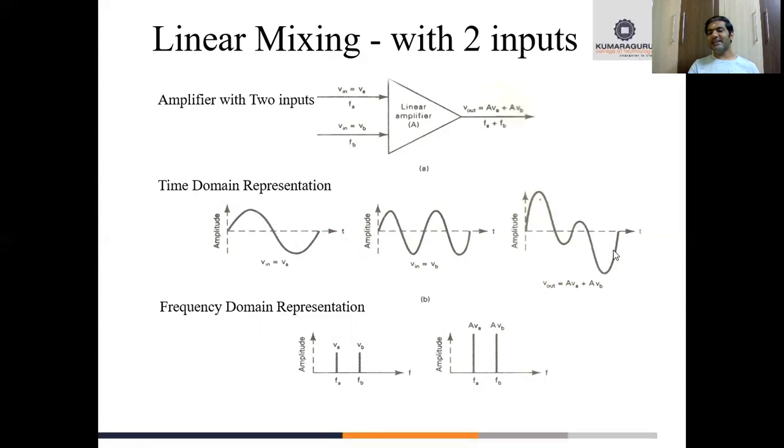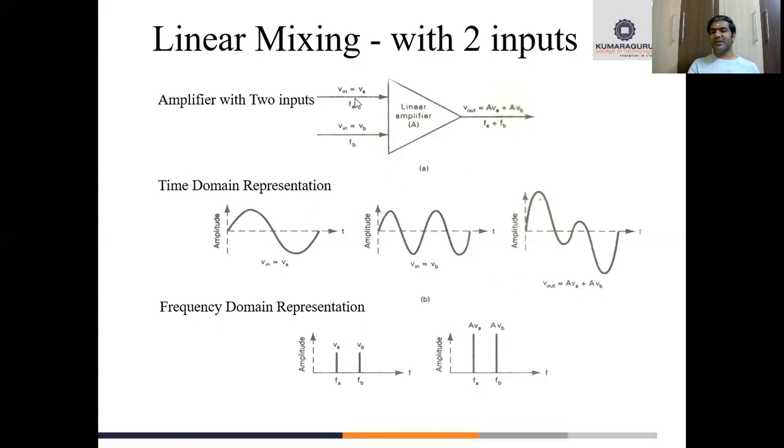This is nothing but the linear sum of two sinusoidal signals. This output waveform, your third one, whatever I'm showing here, V out, is nothing but the linear sum of your input VA and input VB. So you will have a curve like this. This is the addition of two signals. If you plot the sinusoidal waveform of two sinusoidal signals added up, you will have a signal like this. And this is your output: A VA plus A VB is your time domain representation of the output.